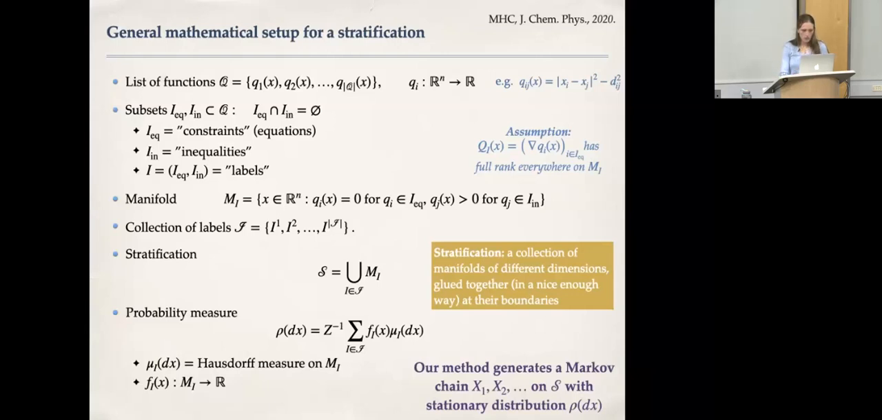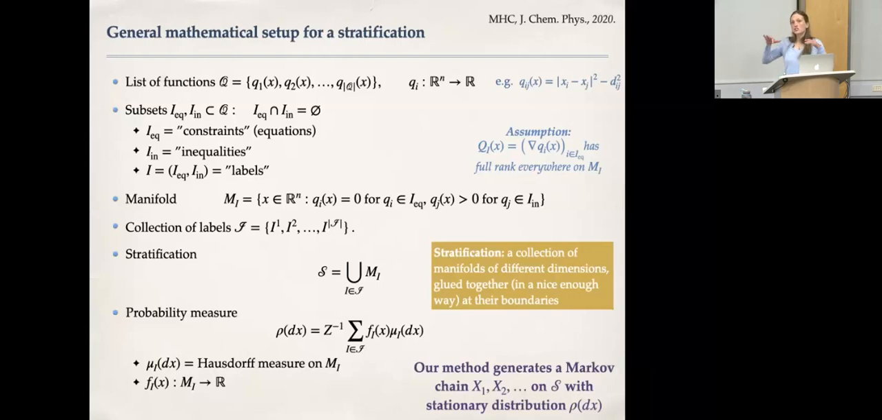So that gives me one manifold, and then by choosing different labels, so different identifications of constraints and inequalities, I can form different manifolds. My stratification is the union of all of these different manifolds, one for each different labeling of the constraints.